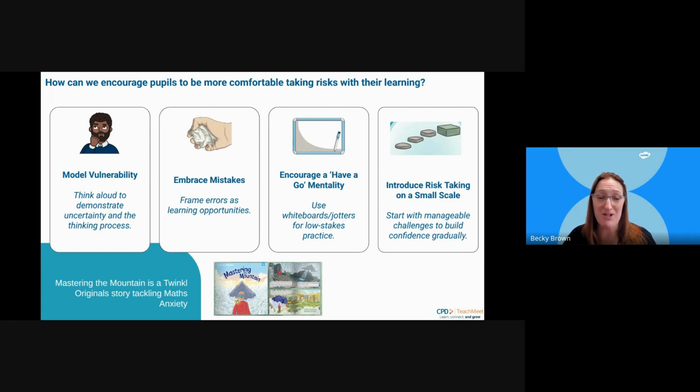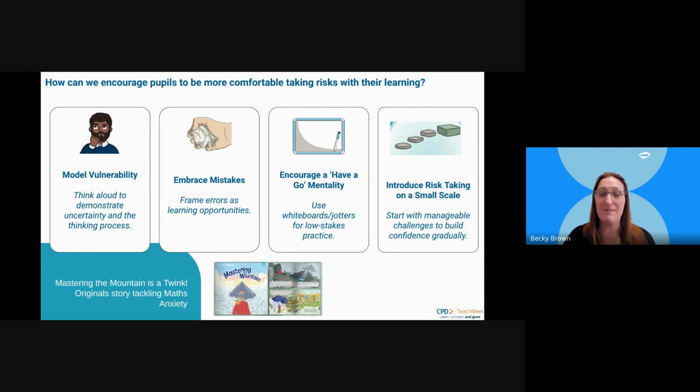It seems a good time to mention our absolutely amazing originals book. So the originals team created this gorgeous book, Mastering the Mountain. It's available as an ebook on the Twinkl website. You can search for it on there. And it follows a little girl on her journey through maths anxiety, and it sort of personifies that anxiety a little bit and talks about how that anxiety can be addressed. So it's a lovely read, just to have a read, but to share with children as well. It's a beautiful Key Stage 2 picture book, but certainly to prompt discussion and have that discussion.